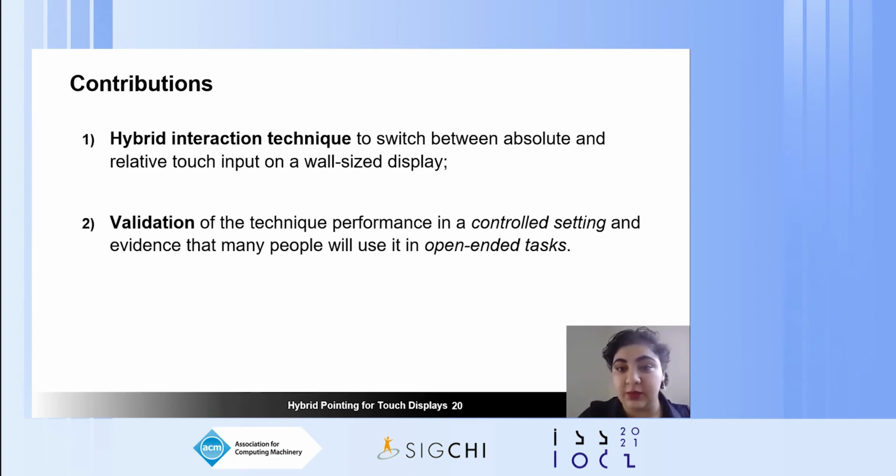Based on our results, we believe CursorTap can be effectively used in large display contexts where both spatially close and distant access to content is required. For example, collaborative applications for visualization or data exploration.